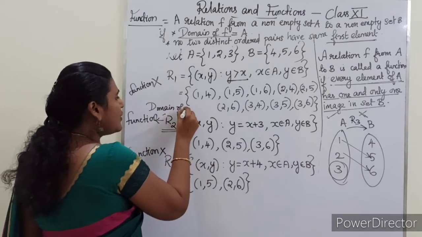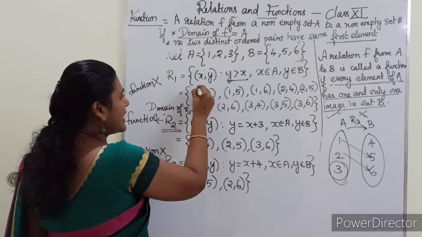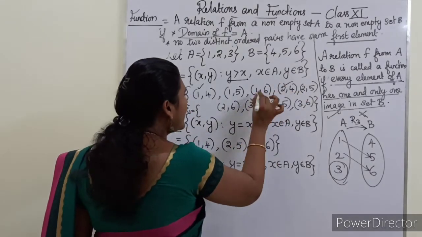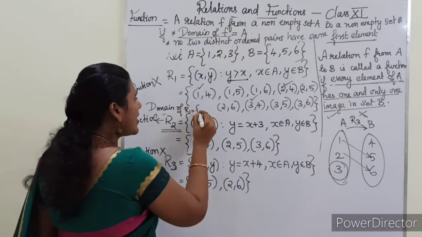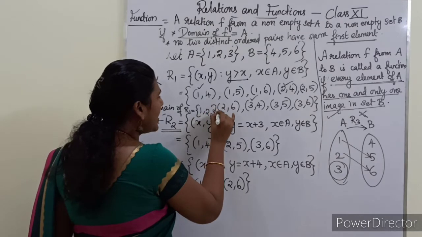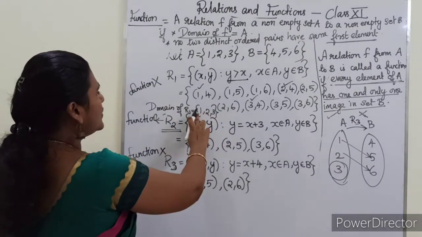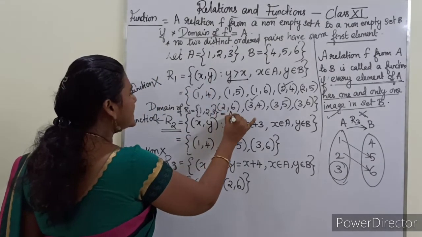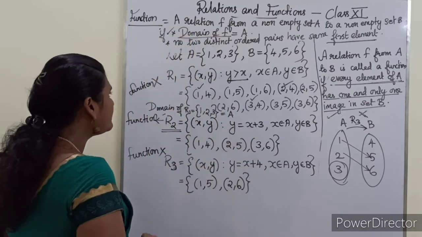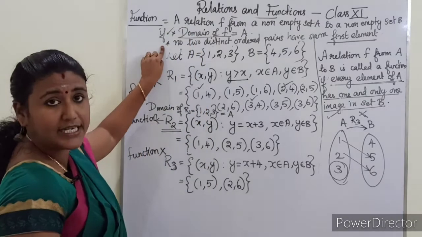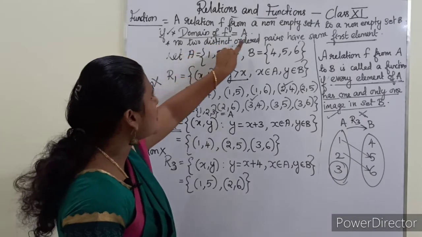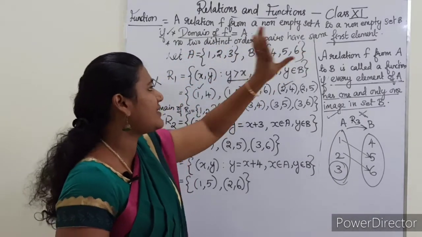What do we mean by the domain of a relation? The collection of all the first elements in the ordered pairs. So here we are getting 1, 2, 3, so the domain 1, 2, 3 is nothing but A. Yes, this is satisfying the first condition. But what about the second condition? No two distinct ordered pairs have the same first element.